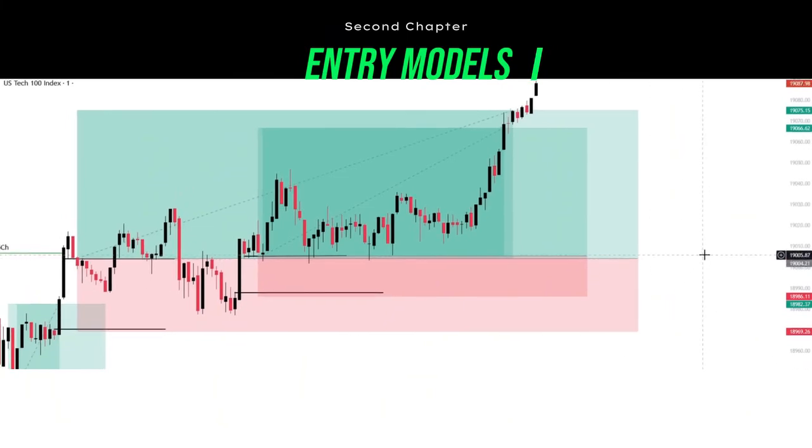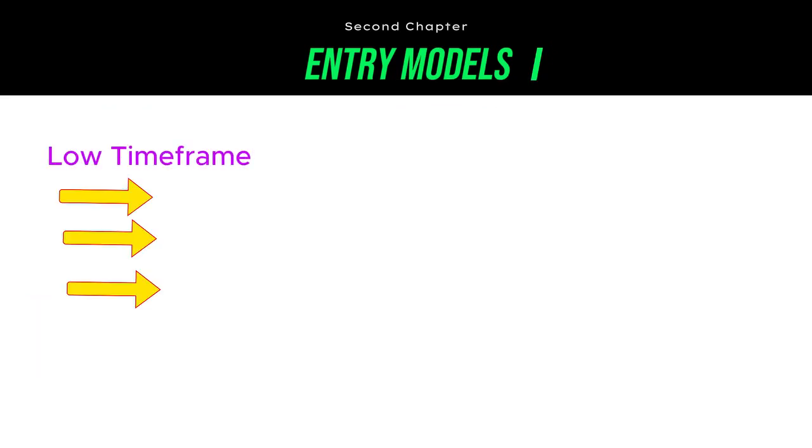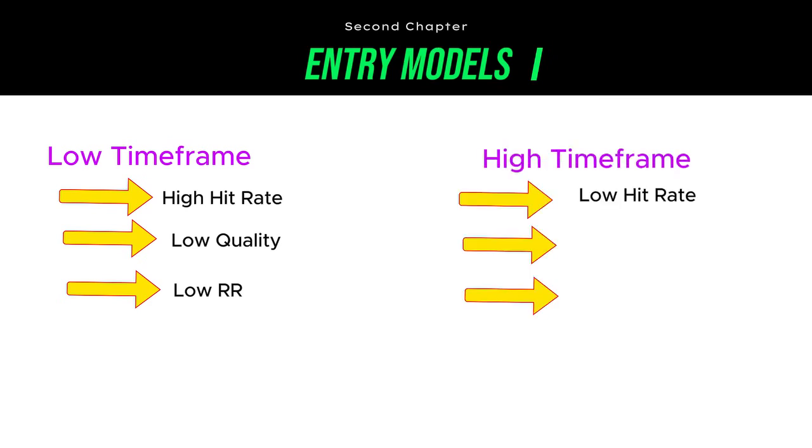The difference between time frames is quality and hit rate. In low time frames, just as we have traded recently, the hit rate is high, the quality is low, and the risk to reward is low. In high time frames, the hit rate is low, the quality is high, and the risk to reward is high. So in the high time frame, we would need only one or two high-quality setups to gain the same total risk to reward ratio as we would in a low time frame. The last one was a low time frame.